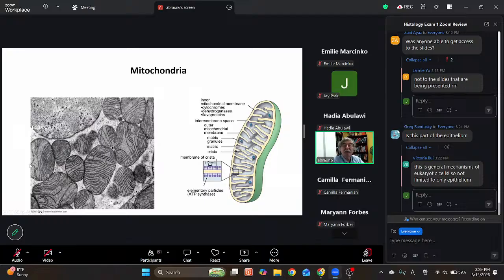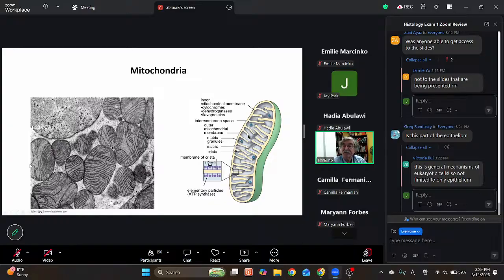Mitochondria have a distinctive appearance. It's not hard to recognize them if you know what to look for. They have two membranes, an outer membrane on the outside and an inner membrane on the inside. The outer membrane is nice and smooth. These organelles are often rather elongate looking. The inner membrane is folded into shelves like this.